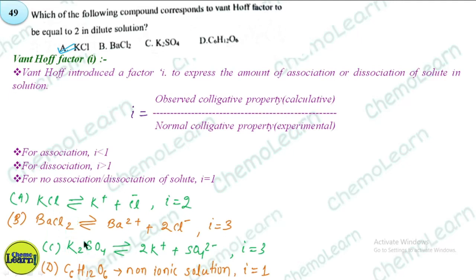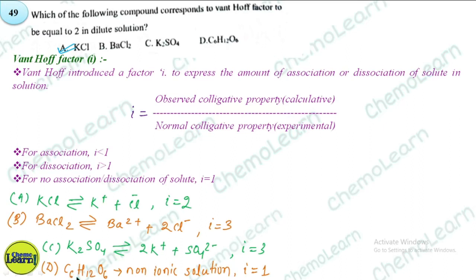Okay, these solutes are dissociative. So KCl will dissociate into K plus and Cl minus. Here two ions are there, so i equals 2. BaCl2 will dissociate into Ba2 plus and 2Cl minus. Here 3 ions are there, so i equals 3. K2SO4 will dissociate into 2K plus and SO4 2 minus. i will be equal to 3 because we have 3 ions.